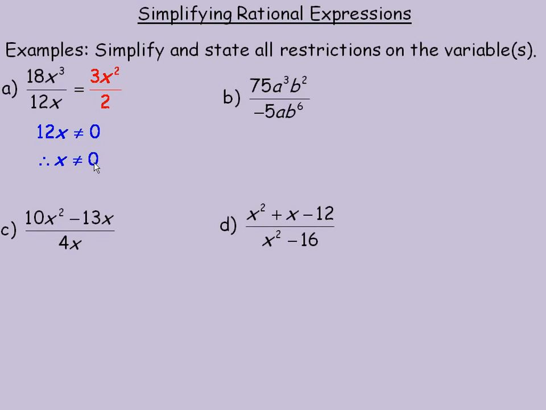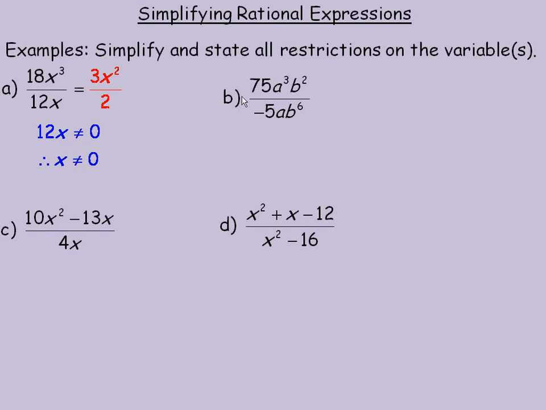equal 0. Even though the x is no longer in the denominator, the fact that it was at one point means that we still look at what values would make 12x equal to 0, and that is 0, so the restriction is x is not allowed to equal 0, even though there's no x in the denominator here anymore.